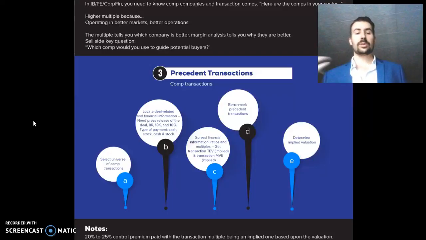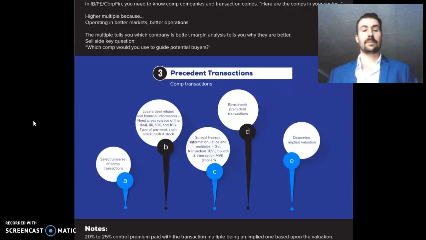We're going to spread the financial information to get the multiples to get to the total enterprise value, and then the transaction market value of equity, the implied. And the fourth step is to benchmark the precedent transactions.